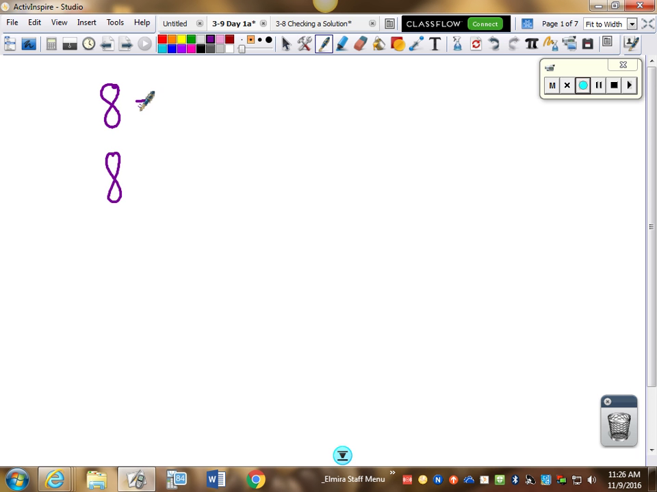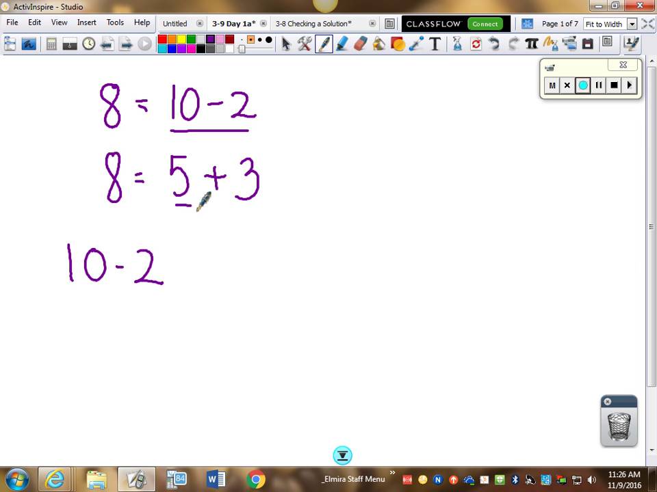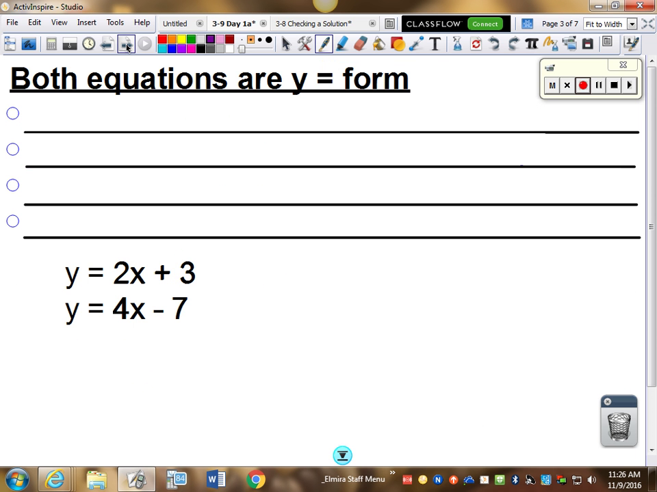Okay, can we all agree that there's lots of ways to make 8? I could say 10 take away 2. I could say 5 plus 3. Those are just two examples. Would it be true if I took the 10 take away 2 and the 5 plus 3 and put an equal sign between them? Would that still be a true statement? Yes, because 10 take away 2 is 8. 5 plus 3 is 8. So they both equal 8, so we can put an equal sign between them. We're going to use that principle, but with equations now.